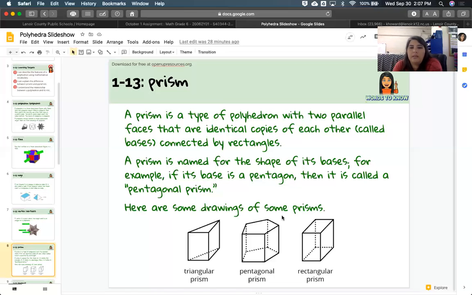Here are some drawings of prisms. The bases of this prism are triangles, so it's called a triangular prism. The bases of this prism are pentagons, so it's a pentagonal prism. And the bases of this prism are rectangles, so they are rectangular prisms.